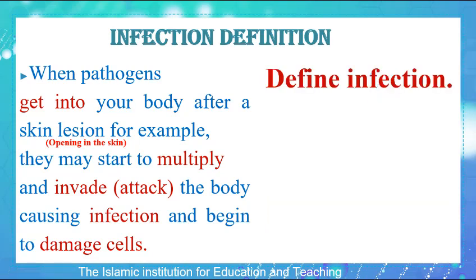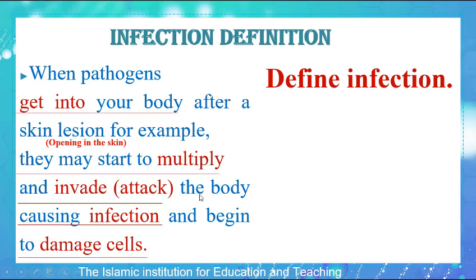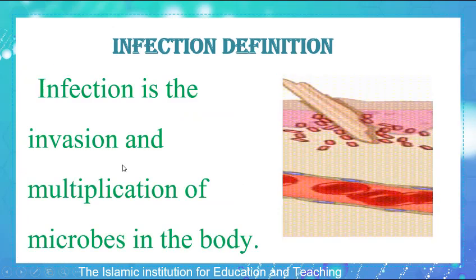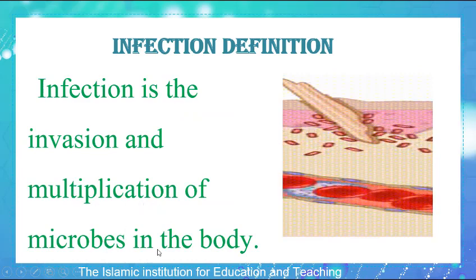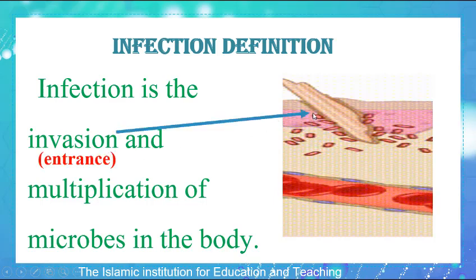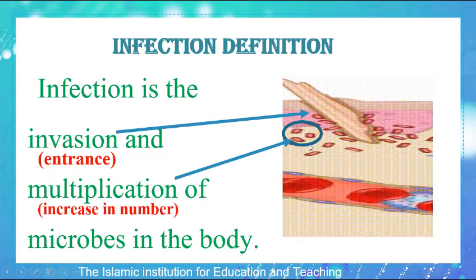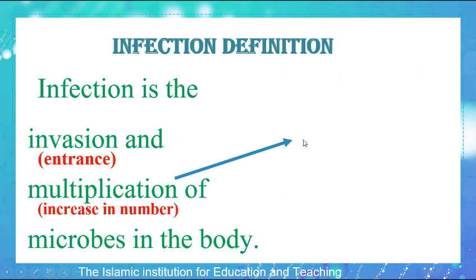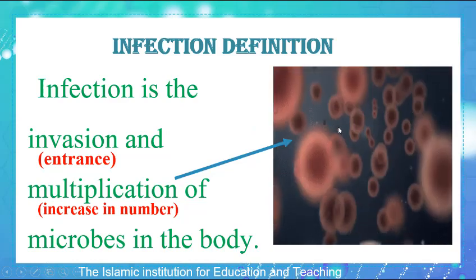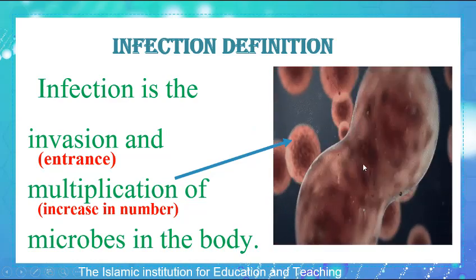Now, please use the paragraph in order to define infection. Excellent. Then, what's infection? Infection is the invasion and multiplication of microbes in the body. But what do you mean by invasion and multiplication? Invasion is the entrance of microbes into the body, while multiplication is the increase in number of these microbes. As shown in this video, the microbes increase in number.